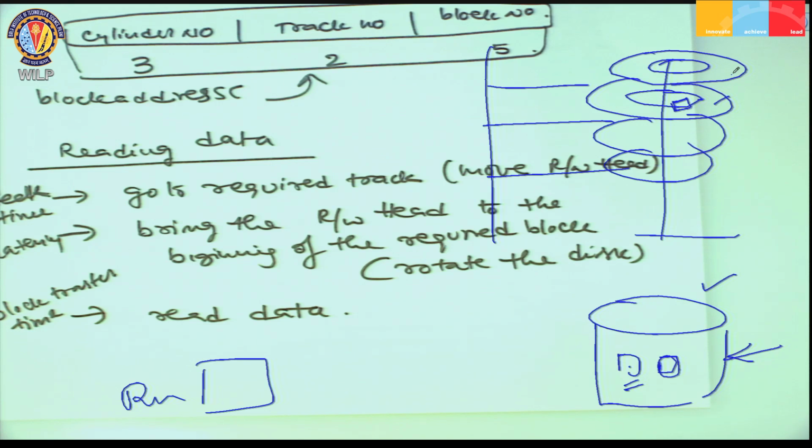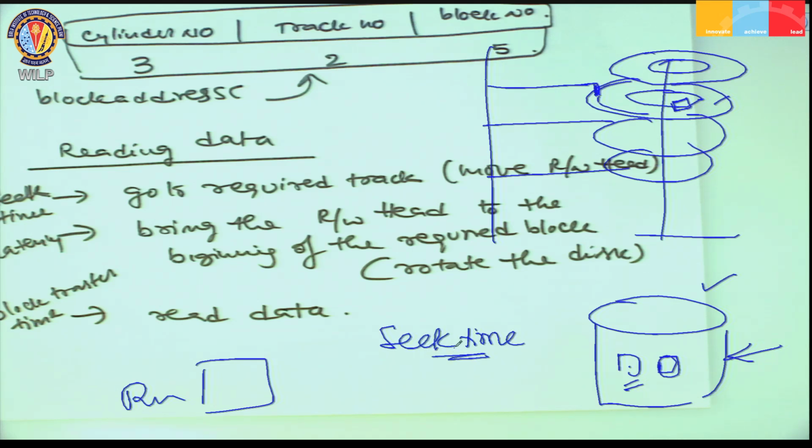Then what should I do first? First I need to make sure that the read write head pertaining to that particular surface is moved to the required track. There will be many tracks on a given surface, and the data you require may be on some other track, and initially the read write head may be at a different track. First we need to move that read write head to the required track. The time required to move the read write head to the required track is called seek time.